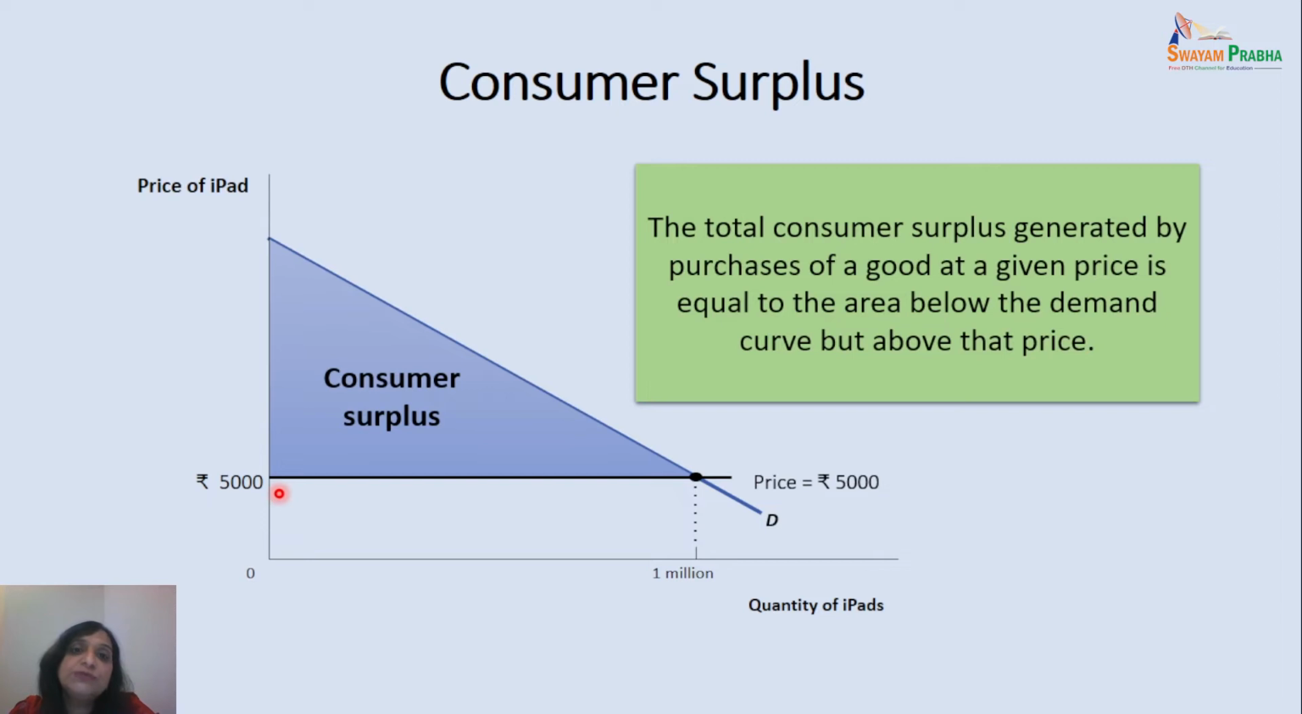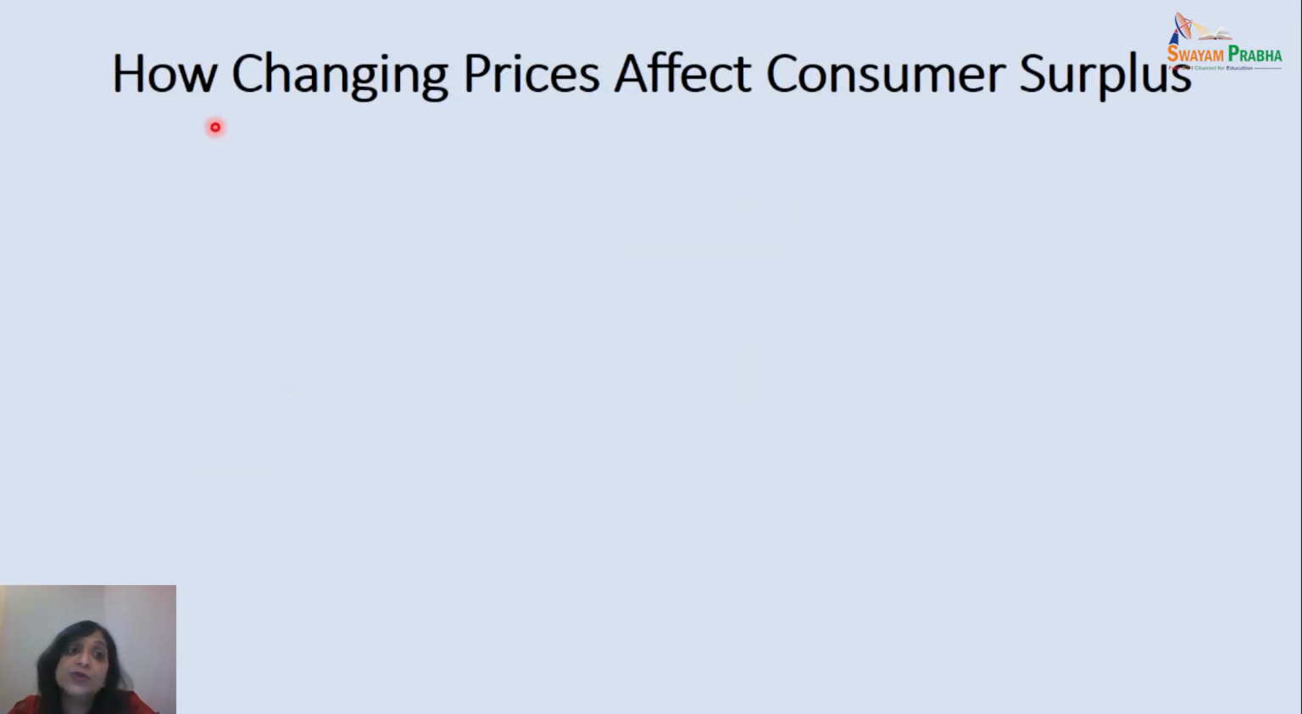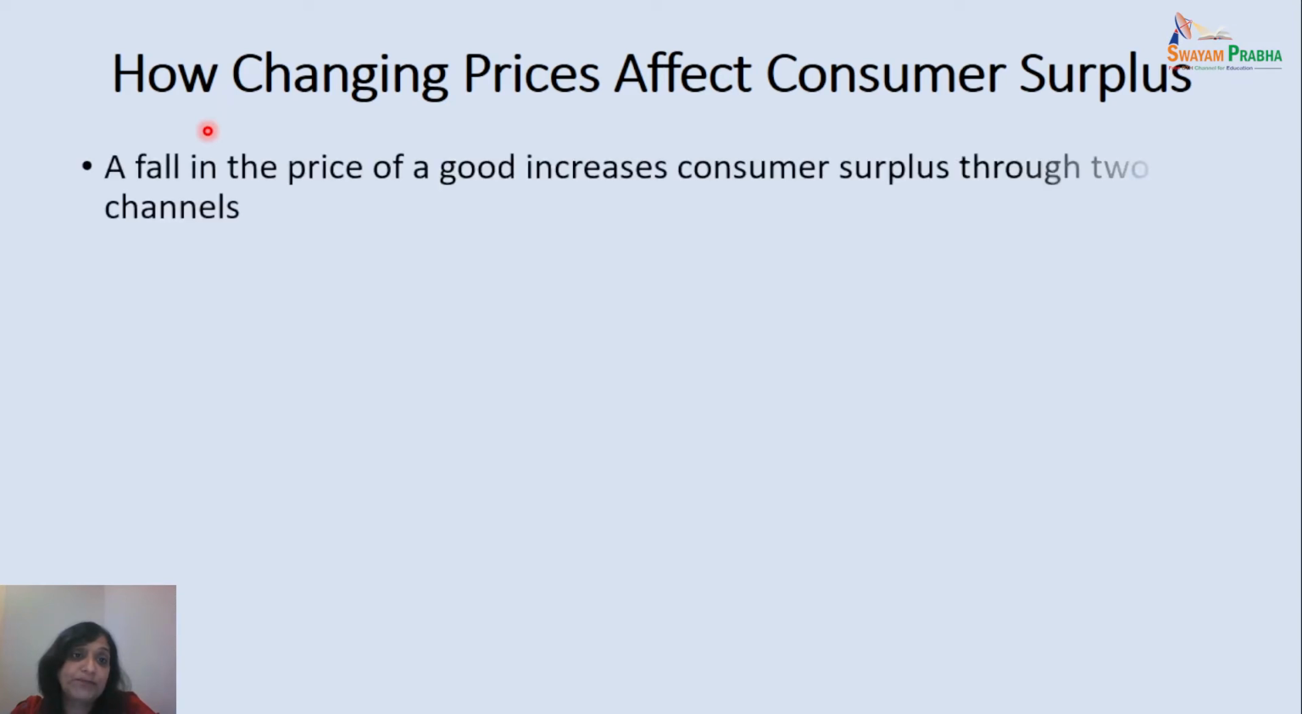Because our consumer surplus is made up of the difference between the highest price which I am willing to pay and the actual market price. So if there is a change in the market price of a product, there is going to be a change in consumer surplus. So let us now understand how a price change will have an effect on the consumer surplus.